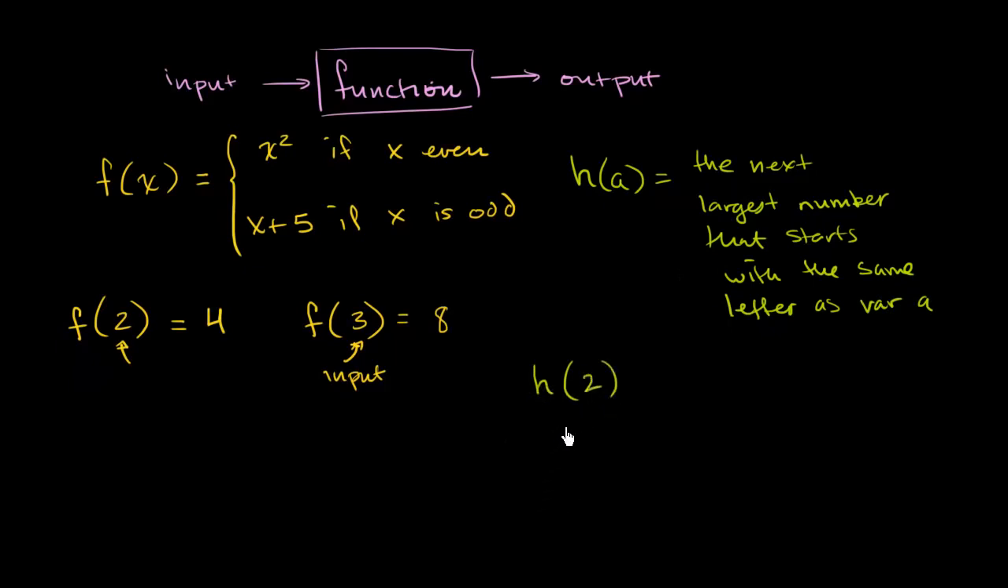So given that, what is h of 2 going to be? Well, 2 starts with a t. What's the next largest number that starts with a t? Well, it's going to be equal to 3. Now, what would h of 8 be equal to? Well, 8 starts with an e. The next largest number that starts with an e, so it's not 9 or 10, it would be 11.